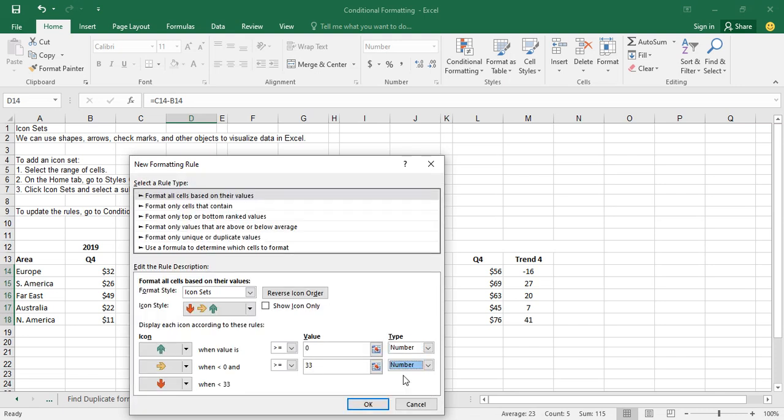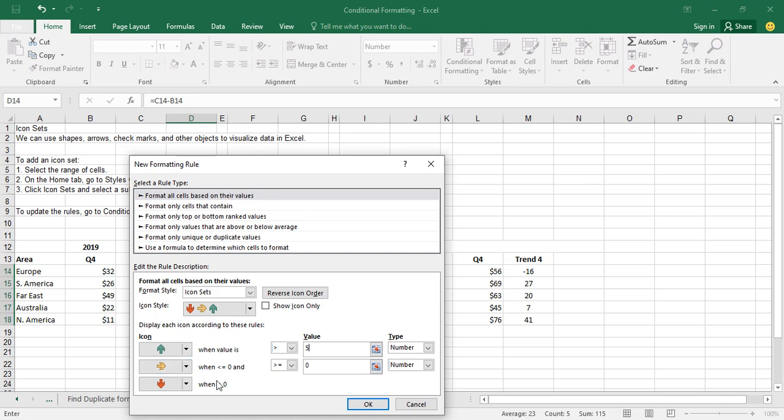Number and not percentage for all of them. Now these are my boundaries, and I am saying use an upward green arrow when the value is greater than 5. Upward green arrow when the value is greater than 5.